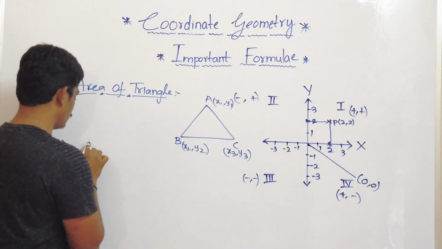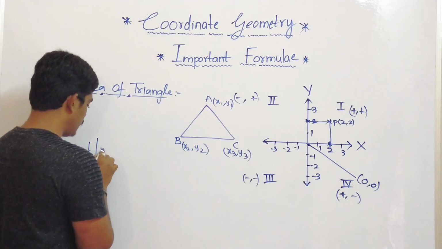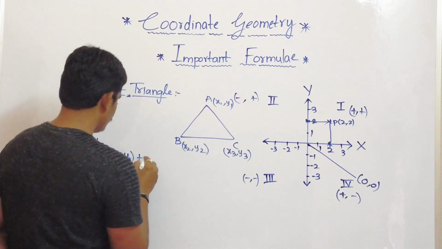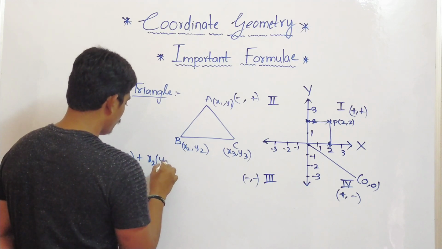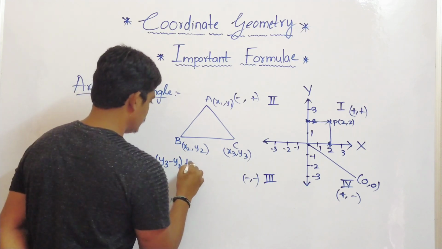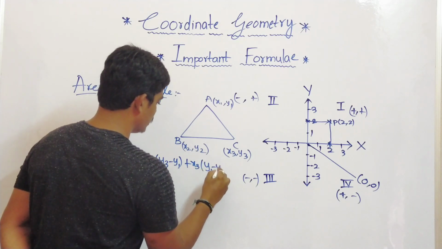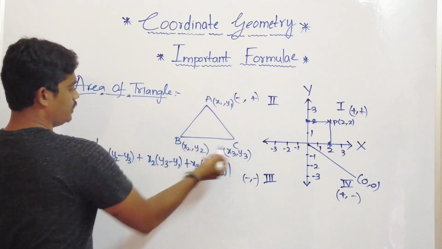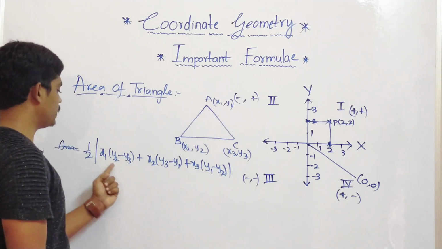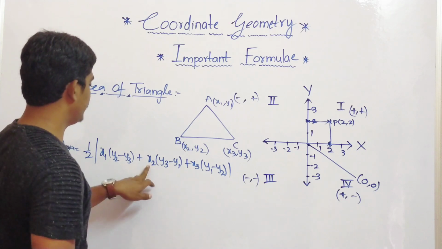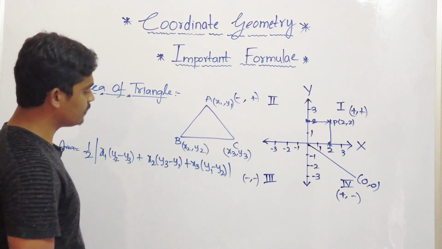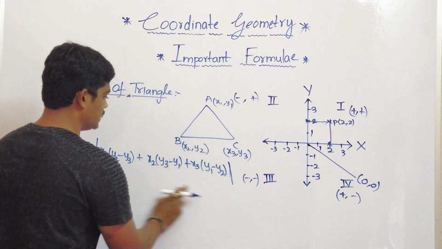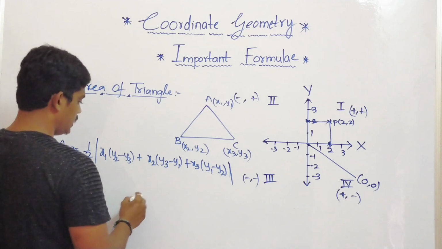Area of triangle is equal to half into x1 into (y2 minus y3) plus x2 into (y3 minus y1) plus x3 into (y1 minus y2). So this is very simple. When we know all the coordinates of the vertices, area is half into x1 into (y2 minus y3) plus x2 into (y3 minus y1) plus x3 into (y1 minus y2). So is this confusing? If you find this confusing, I will tell you a small technique.